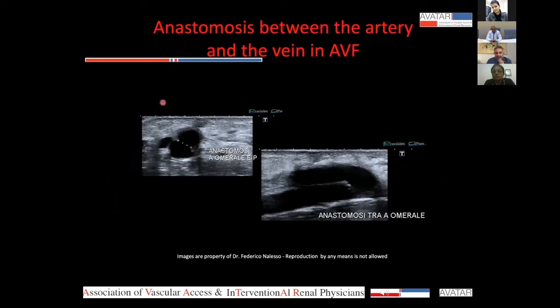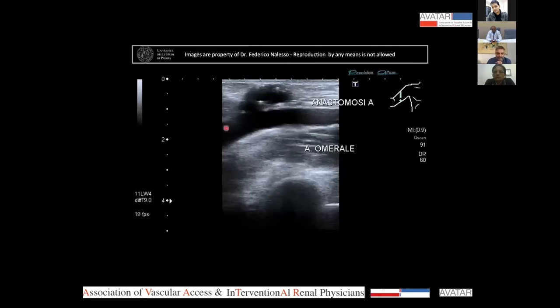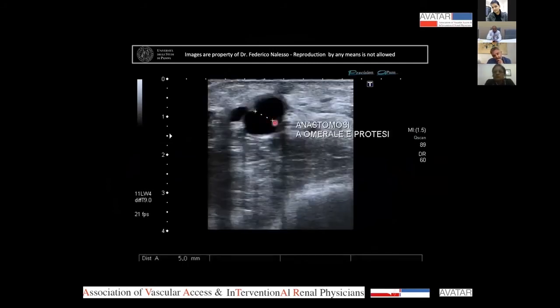As the first element, we have to analyze the arterial anastomosis by studying the structure on two orthogonal planes to better describe the diameter of the anastomosis. As you can see in these slides, we can better identify the brachial artery and the anastomosis in a longitudinal plane. In these slides, we can see the diameter of the anastomosis that can be measured by this scan.